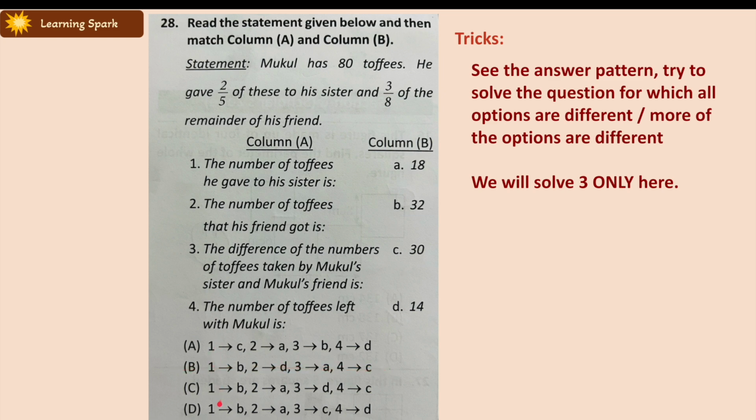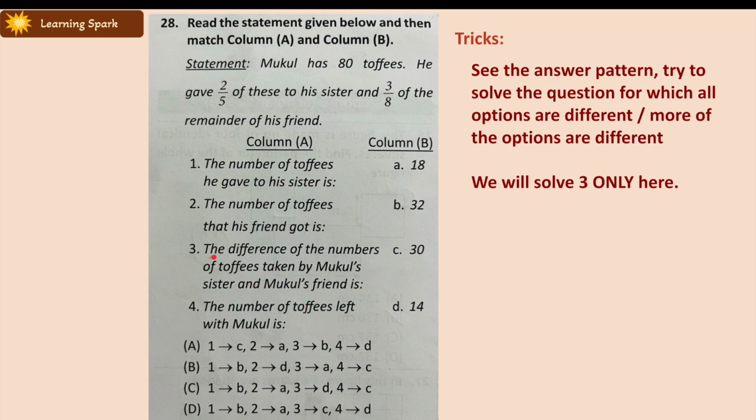Whereas if we solve question number 1, then there are 2 C's, 1 C and 3 B. So if B is correct for question number 1, we do not get the answer right away. Okay, there are 3 combinations that are possible. So that is why we will solve 3 only. Here we will solve 3 only. We can directly get the answer from question 3, only by solving question 3.